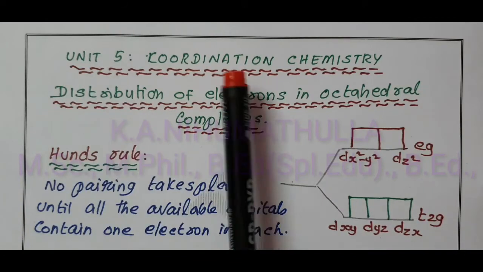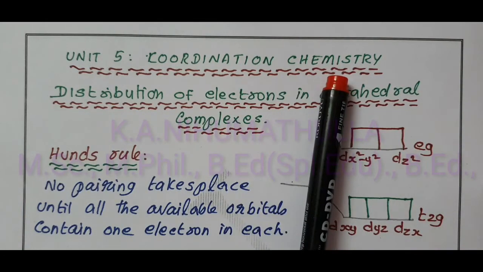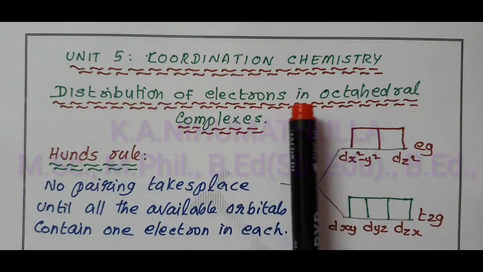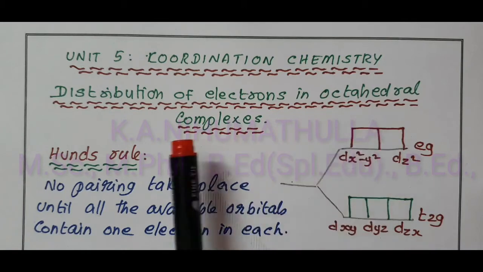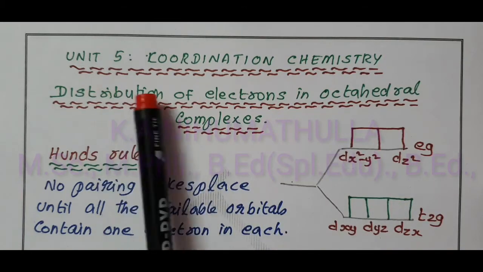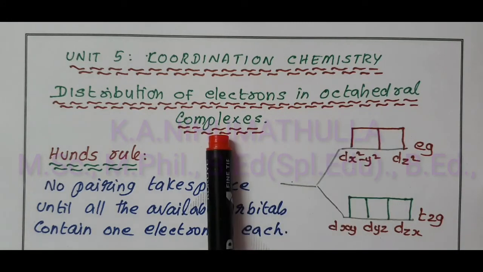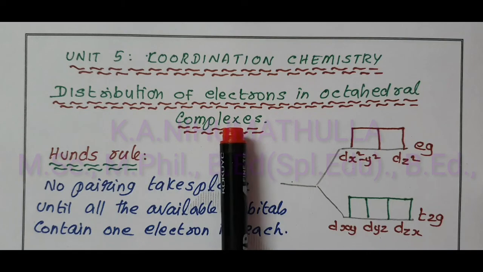Unit 5 Coordination Chemistry. Distribution of electrons in octahedral complexes. Octahedral complexes are those in which the coordination number of the central metal ion is 6.